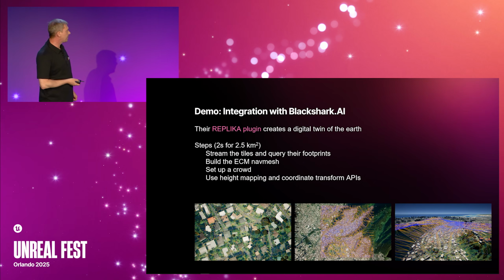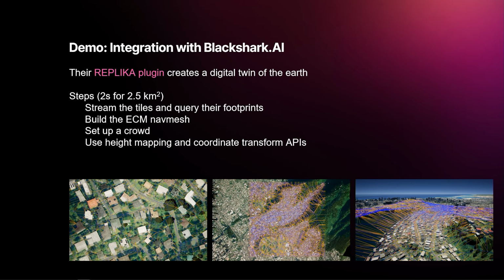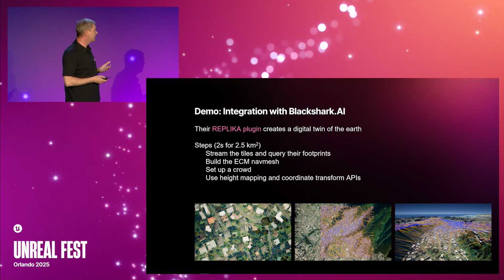Okay, so another example of Black Shark. We took their API. It's a very nice API they've created to extract features in your environment. So you can say, like, I want to have the data layer of all buildings or all trees or water or whatever. And you can feed that into our API to create a navigation mesh. In this example, we imported the data, we did all the queries, and we created the nav mesh all within 2 seconds. So that was pretty fast.